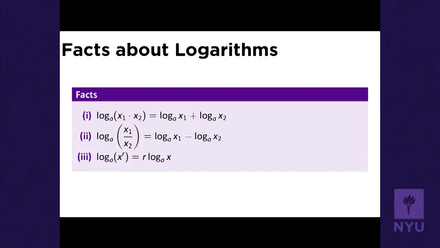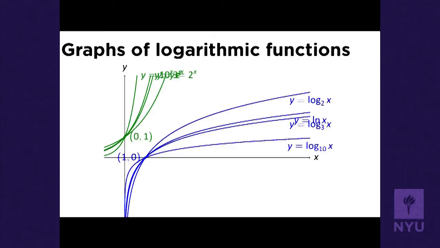So we learned that a to the x plus y is equal to a to the x times a to the y. That is, exponentiation converts sums into products. Logarithmification turns products back into sums. So the log of a product is the sum of the logs of the factors. The log of a quotient is the difference of the logs. And the log of a power is that power times the log of the base. That exponent times the log of the base.